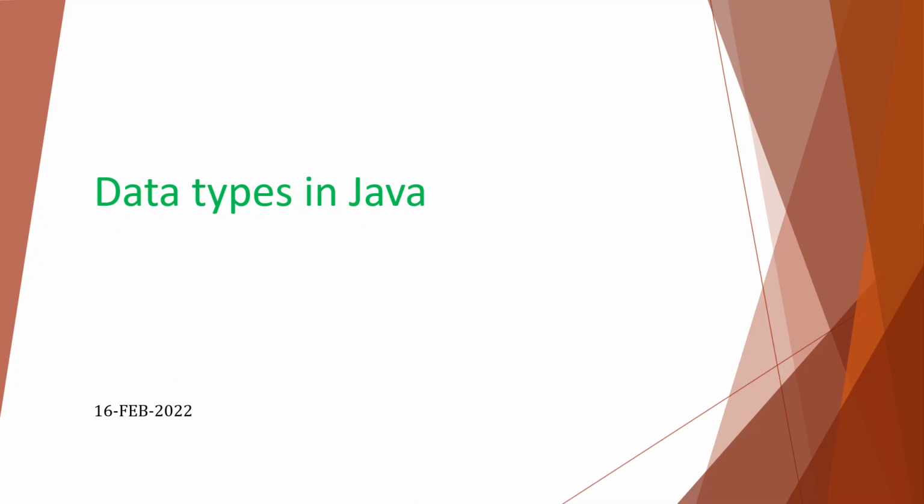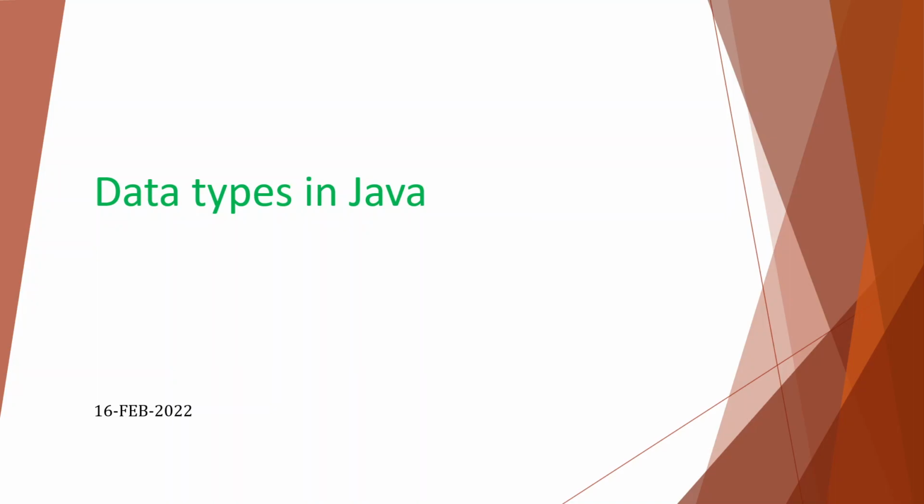In today's video, we will discuss data types that are available in the Java programming language. Basically, a data type means the type of data we can store in a variable in a Java program. So we will see in this video what are the different types of data we can store in a variable that is declared in our Java class.